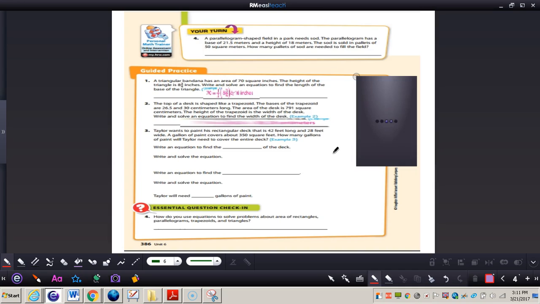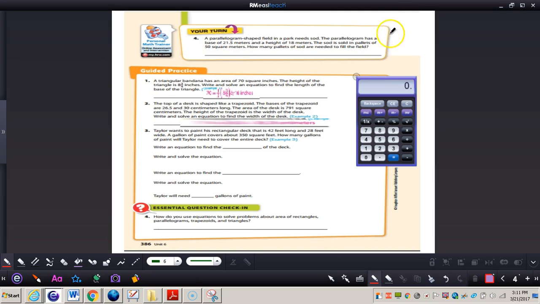We'll do this together. It says a parallelogram shaped field in a park needs sod. So the parallelogram has a base of 21.5 meters and a height of 18 meters. The sod is sold in pallets of 50 square meters. How many pallets of sod are needed to fill the field? So we know the formula for the area of a parallelogram: area equals base times the height.